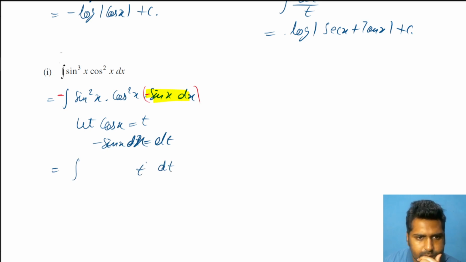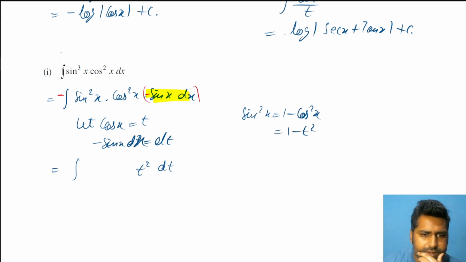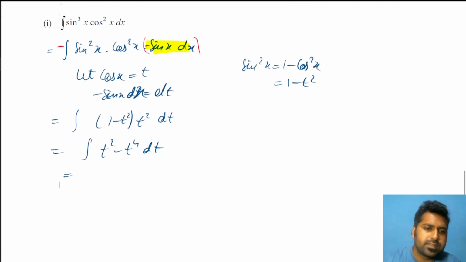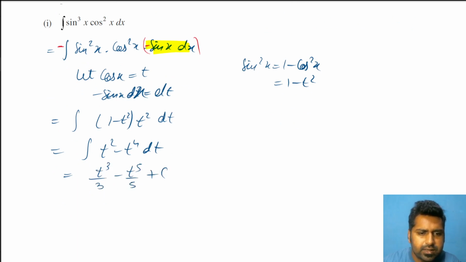Cos square means t square. What about the sine square? Sine square x is 1 minus cos square x. That means 1 minus t square. And now we can integrate. Just multiply with this: t square minus t raised to power 4 dt. And now this becomes a standard question. Just increase the power: t cube by 3 minus t raised to power 5 by 5 plus c. T is cos x, so cos cube x by 3 minus cos raised to power 5 x by 5 plus c.